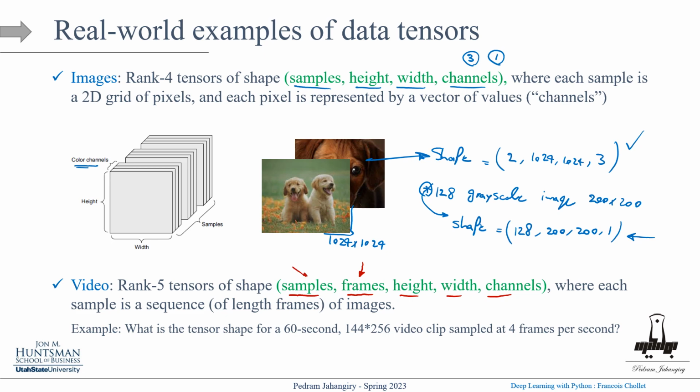So what is a video? After all, a video is a sequence of, let's say, images, and we're adding that sequence here in the frames. That's simple, okay? Each sample is a sequence of length frame we talked about in image. So for example, I want you to think about the shape of this example. What is the tensor shape for a 60-second 144 by 256 video clip sampled at 4 frames per second? So I want you to pause the video and think about it.